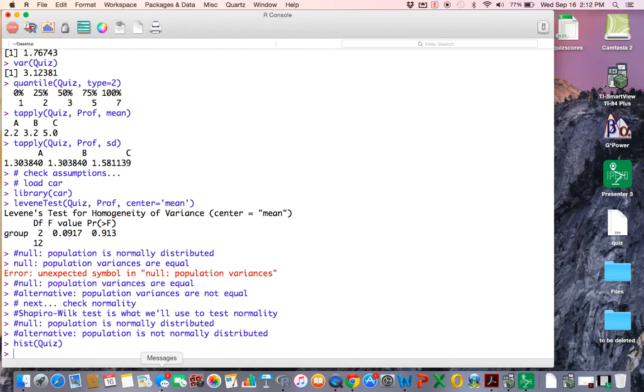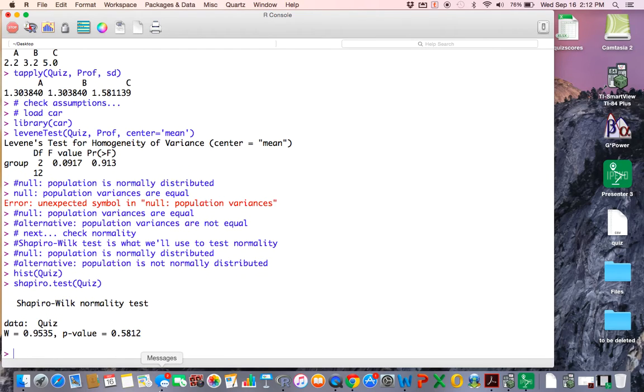So guys, it's really easy to run. Just run your Shapiro.test over the quiz score, and again, our null hypothesis is that the population is normally distributed. So it follows the W distribution with a p-value of 0.58. So we would fail to reject the null.